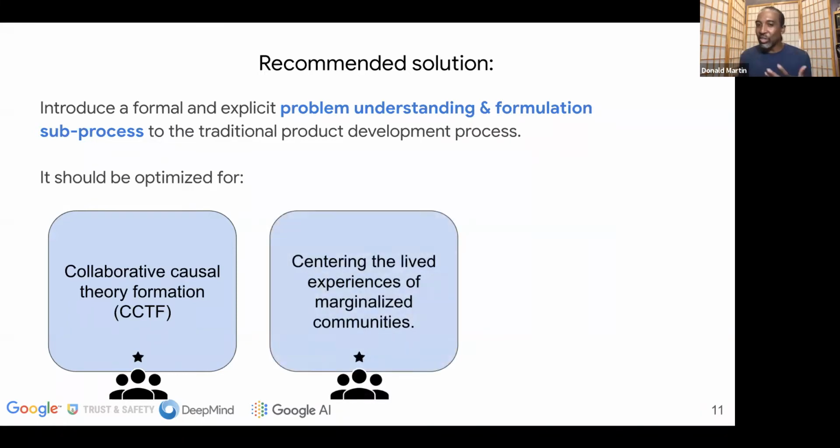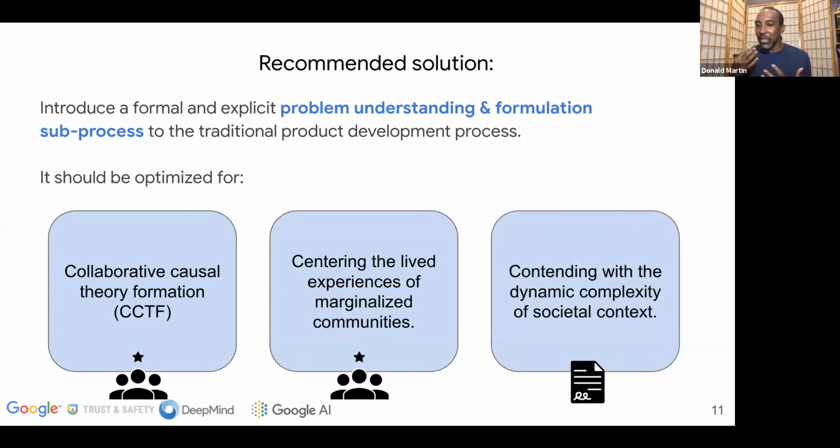It needs to center the lived experiences of the marginalized communities that are most vulnerable to things going wrong. They're the ones that are marginalized in society, and so the data generated by society is going to include biases against those groups. And then finally, it needs to be able to contend with the dynamically complex nature of societal context that I was just talking about. So for this new sub-process, in order to operationalize it, we need to make sure we can handle all these aspects.